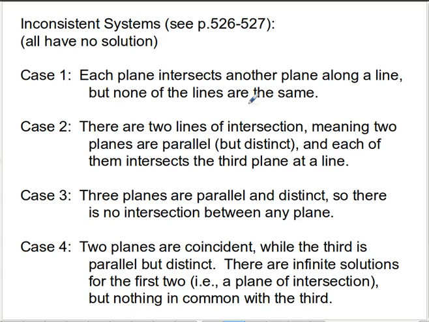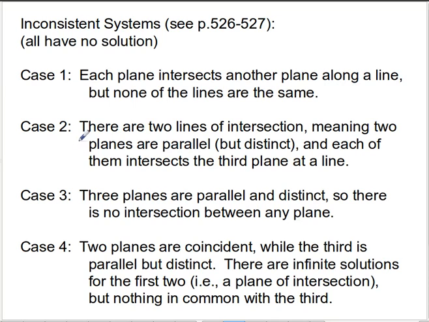So the first case, which is probably the most interesting case, is when we have each of the planes intersecting each of the other planes, but it turns out that none of the solutions of those intersections are the same. So what we actually end up with are three distinct lines of intersection, but none of them are the same line.